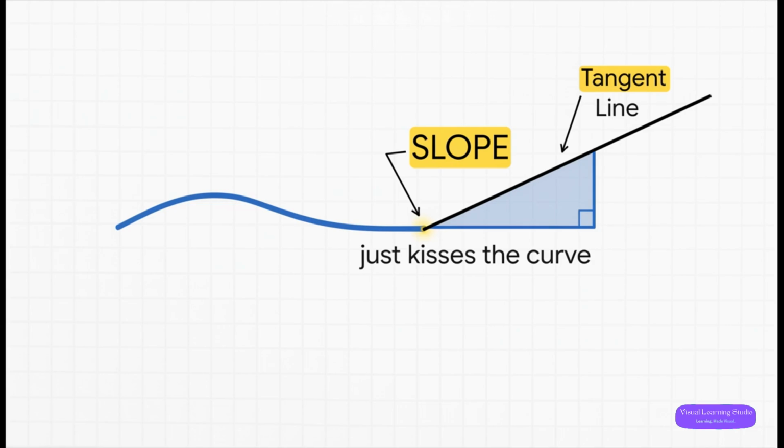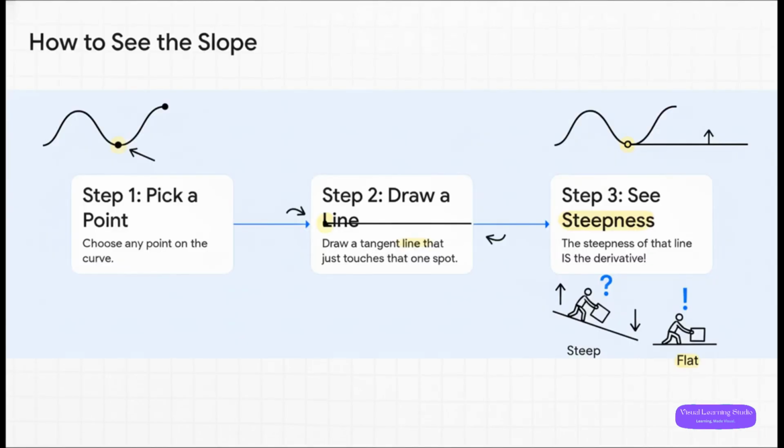So when you calculate a derivative and you get a number, all that number is telling you is just how steep that tiny little line is. And you can literally see this for yourself on any curve out there. It's a simple three-step process. First, just pick a point on the curve, any point at all. Second, imagine drawing a straight line that just touches that one spot and nothing else. And third, just look at how steep that line is. That steepness, yep, that is the derivative.